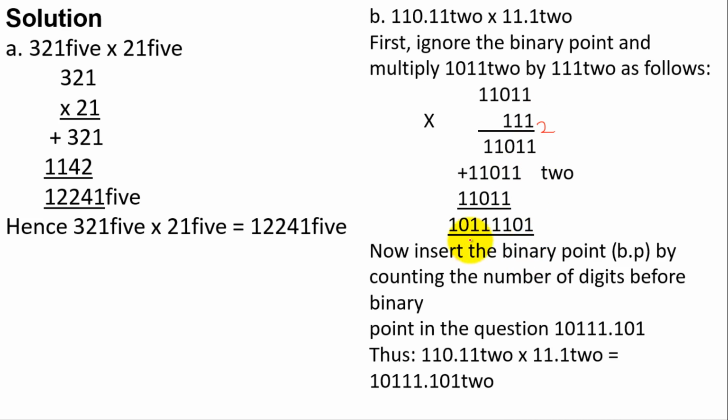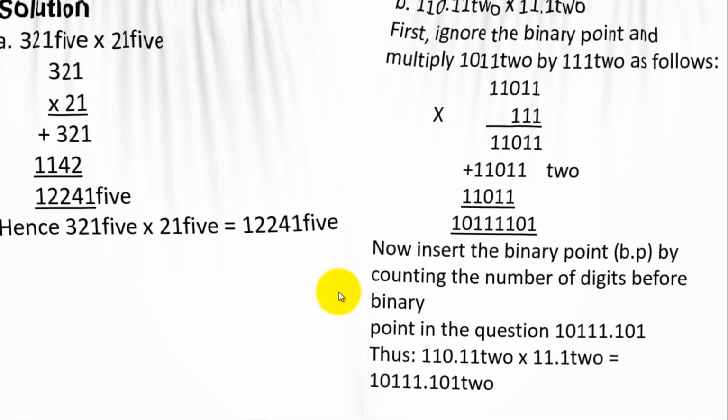Then add all of them together. You are going to get it. Then count the number of digits after the binary point in the questions. And you have 1 here, you have 1, 2, making 3. And when you do that, you are going to get this. As simple as that.